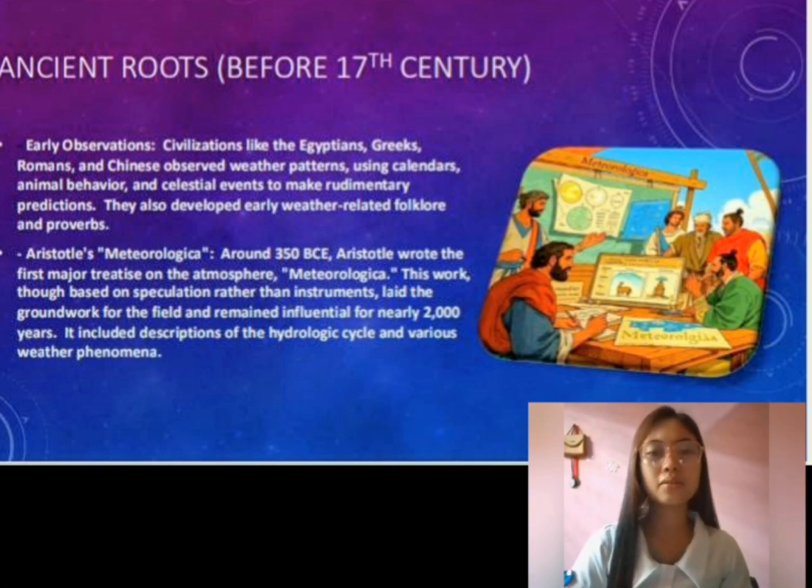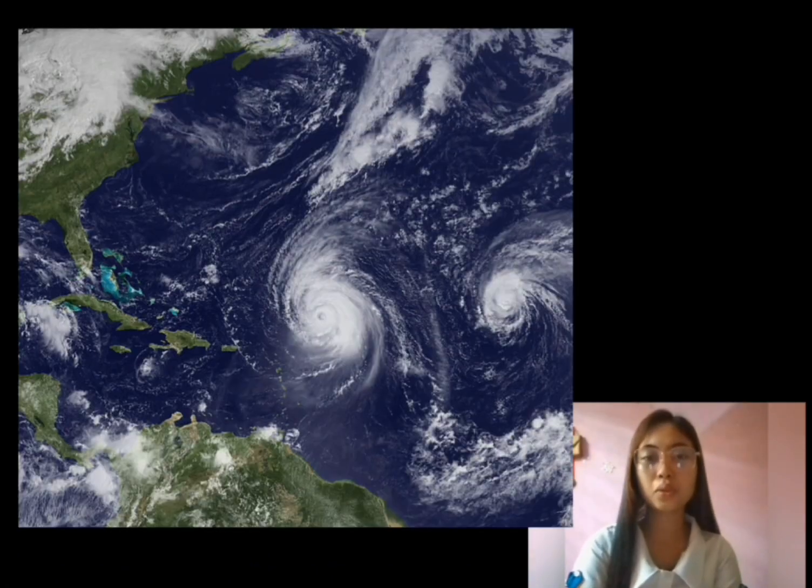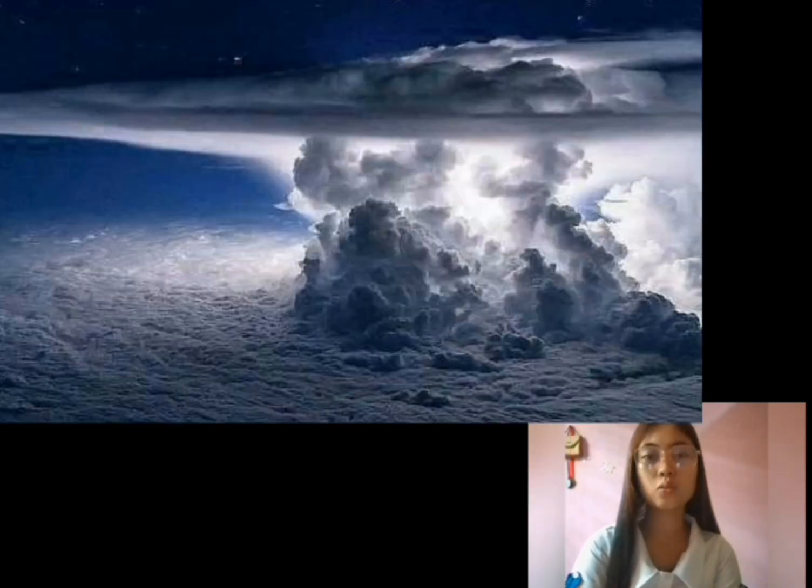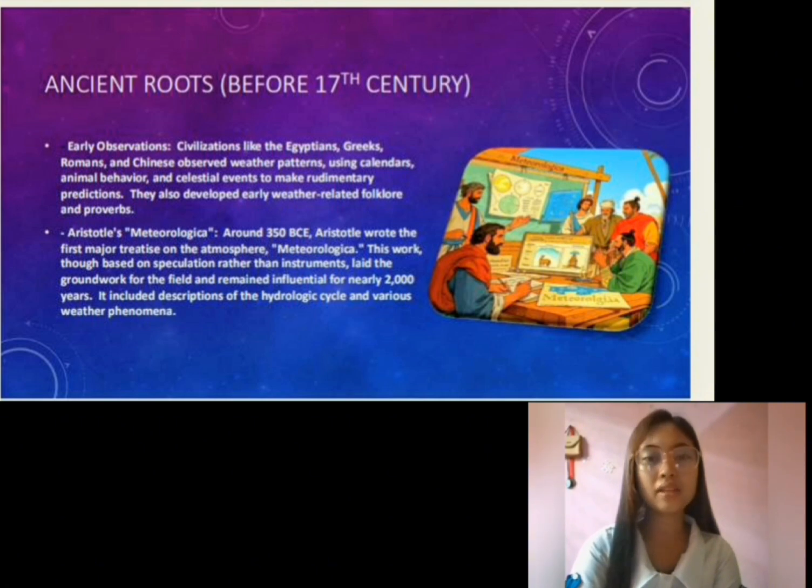In classical era Greece and Rome, Aristotle's Meteorologica stands out as a landmark, around 340 BCE. While not based on empirical measurements, it described atmospheric phenomena, including the water cycle, clouds, and weather systems. The work was highly influential for centuries, but its reliance on philosophical reasoning rather than scientific observation limited its predictive power. Roman engineers and architects also took note of weather conditions for construction purposes.